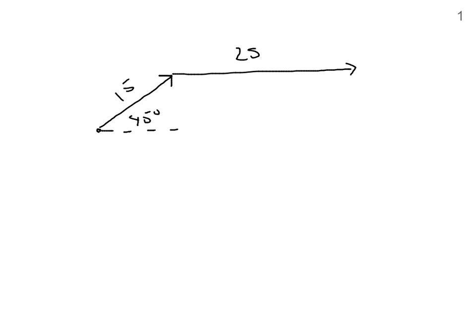Okay, so we have a dog walks northeast 15 meters. Northeast means 45 degrees from the horizontal. So here's my 15-meter vector, and I know that it is 45 degrees from there. And then we go another 25 meters due east.